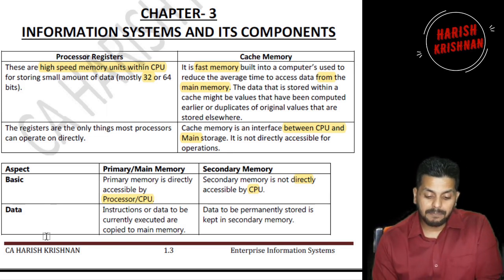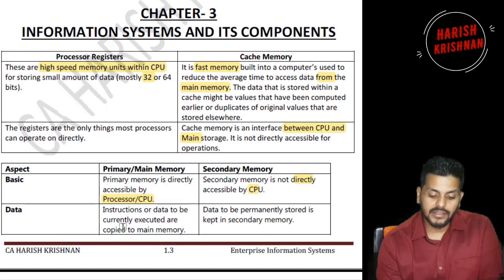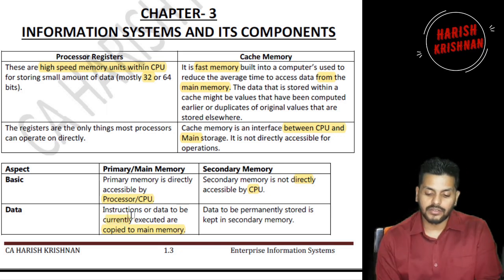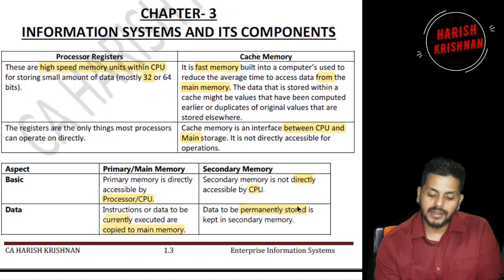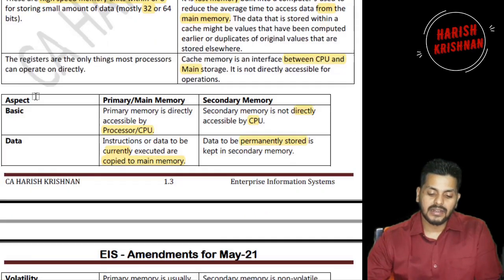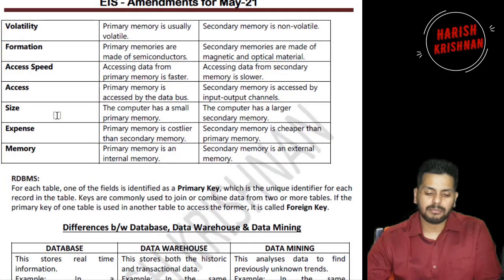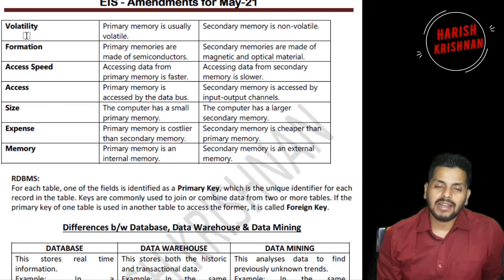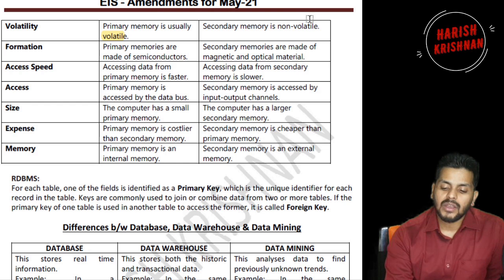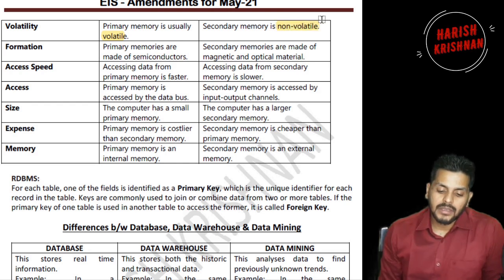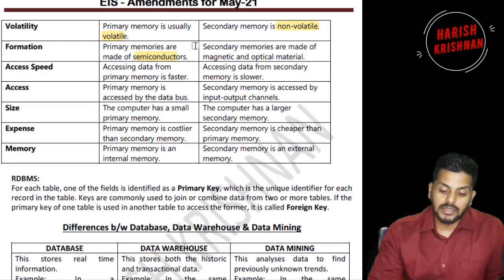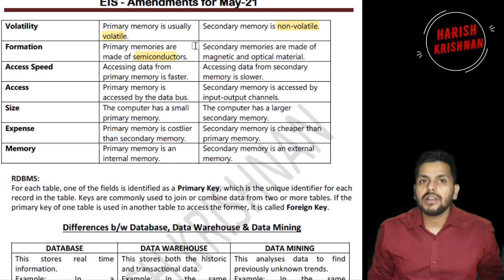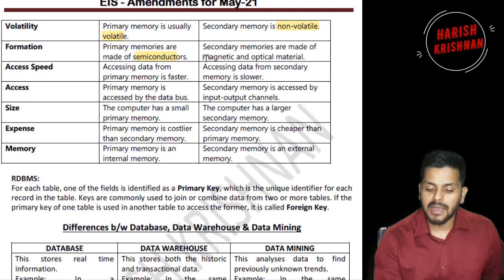Then talk about data. Instructions or data to be currently executed are copied to the main memory. Underline the word currently executed. Right now, what is it you want to do? Data which is to be permanently stored is kept in the secondary memory. And then all the points that were discussed individually now have been put in the form of a table neatly. Volatility: primary memory is highly volatile while secondary memory is non-volatile. Primary memory is made of semiconductors, but secondary memories are like our hard disks, CDs, DVDs, so they are all more of magnetic and optical material.